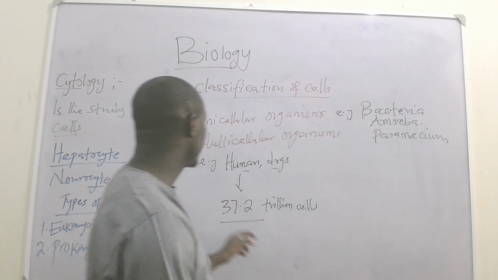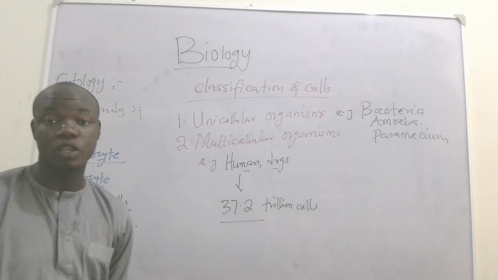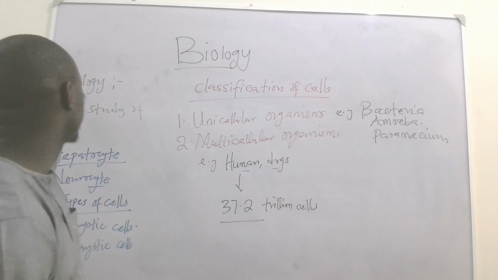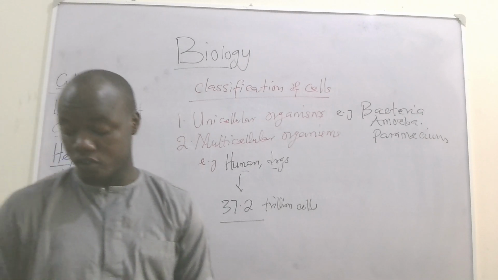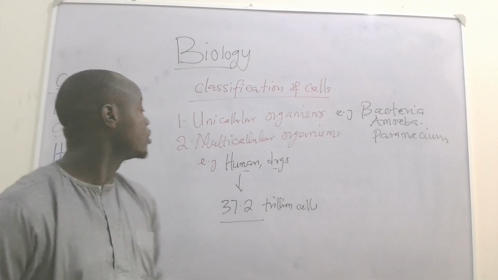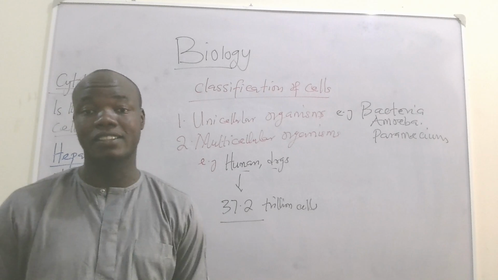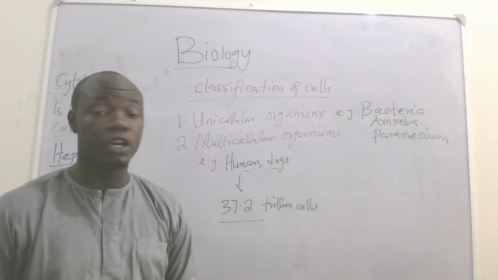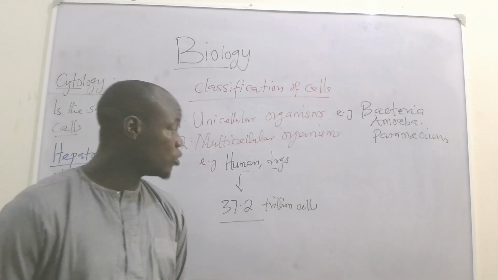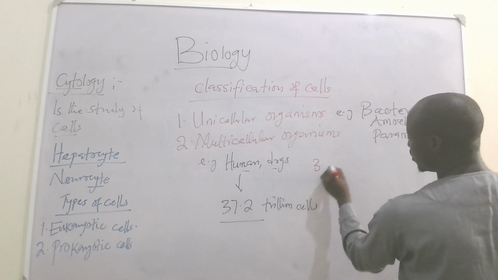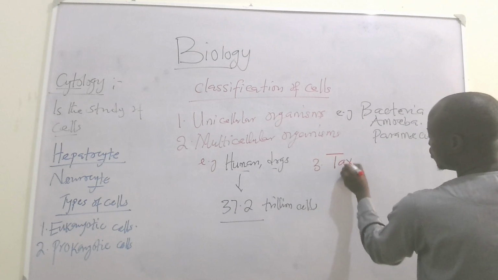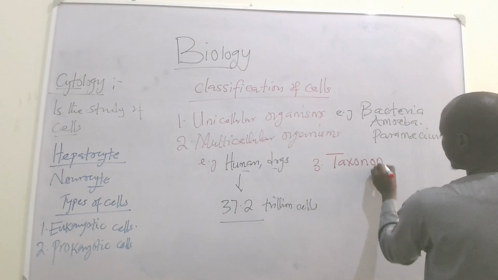So cytology is the branch of biology that deals with the study of cells. And then the next branch of biology that we are going to look at is taxonomy.